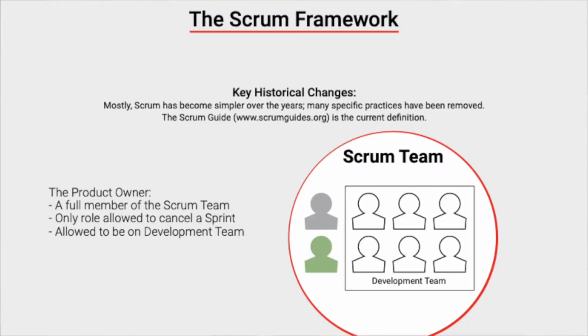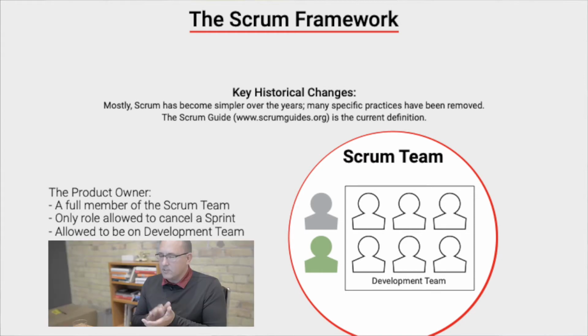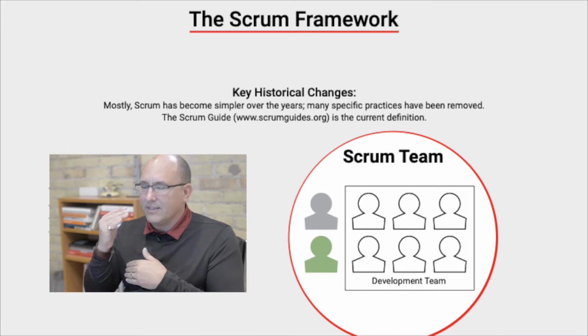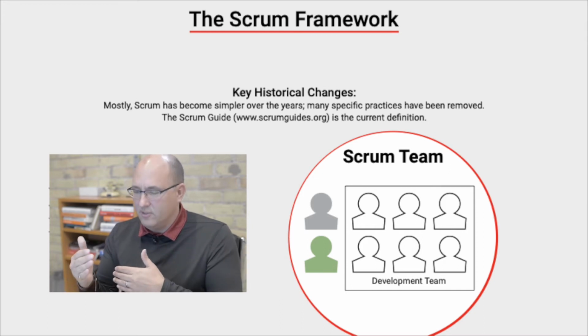As well, it used to be the fact that the Scrum Master, the developers, or the product owner could cancel a sprint. That led to some problems. It was a little bit too free. And so that's actually been restricted now to the product owner. Only the product owner can cancel a sprint. That authority is limited to the product owner because it has such an impact on the delivery of value.